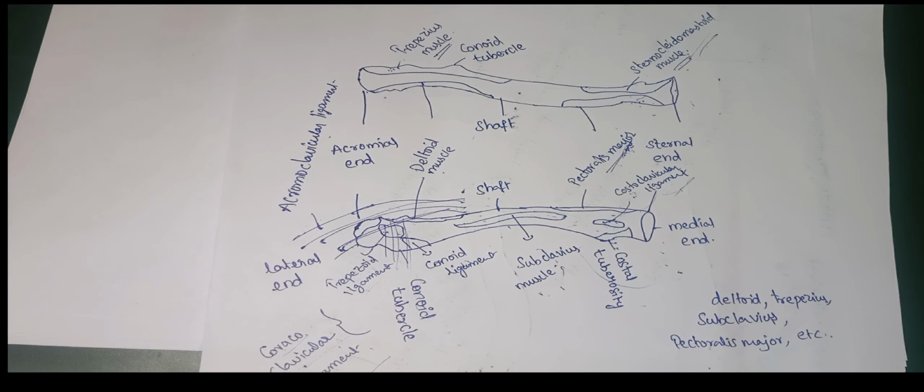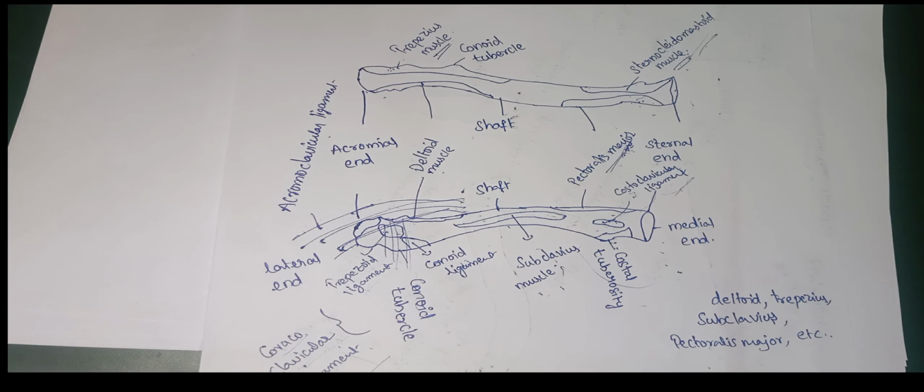Attachments of the clavicle bone. Before learning the muscle attachments, let us again recall what the clavicle is. The clavicle is nothing but a collarbone, extending between the manubrium of the sternum and the acromion of the scapula.